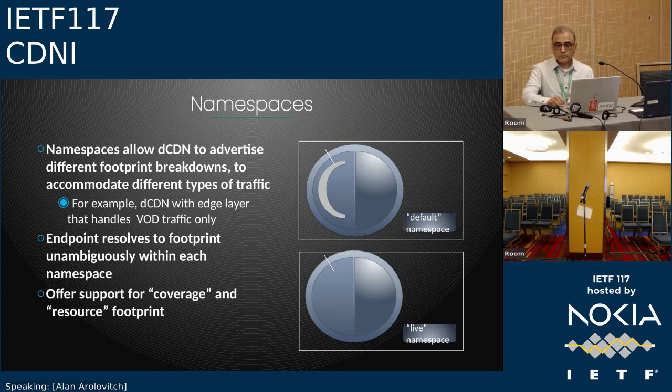So you may decide as a DCDN, for example, and that's an actual practical example, I have a core and edge sub CDNs within my network, and I'm handling VOD traffic from the edge, but live traffic is always carried from one CDN. So depending on this, I may advertise different footprints depending on what kind of traffic that is. That's one scenario, but there could be other practical scenarios where you want to have different footprint advertising depending on the type of traffic. So really, the namespace mechanism is supposed to be broad and support various scenarios. Next.